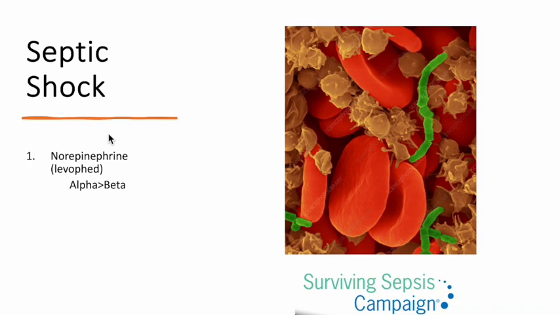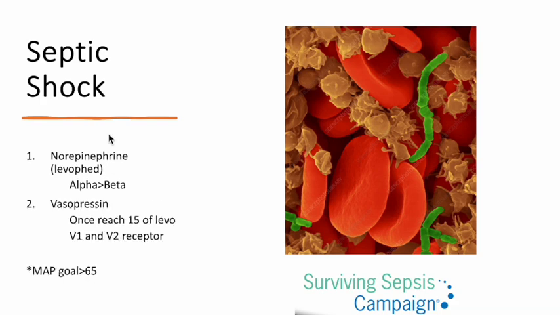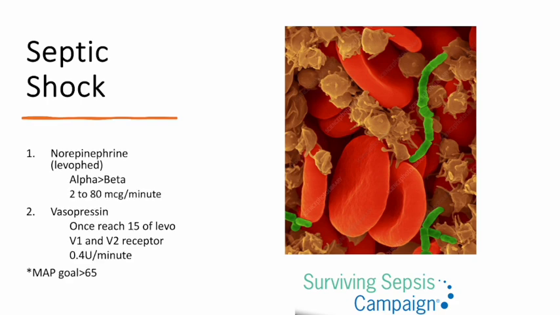And again, we titrate to a MAP goal greater than 65 in patients with septic shock. And the dosage range of norepinephrine can be titrated anywhere between 2 to 80 micrograms per minute. And what would the second line be? So the second line is vasopressin. So once you reach a dose of Levophed of 15 or greater, then add on vasopressin as a second line agent. Vasopressin is not a titratable pressor. So vasopressin is set at 0.4 units per minute at a fixed rate.